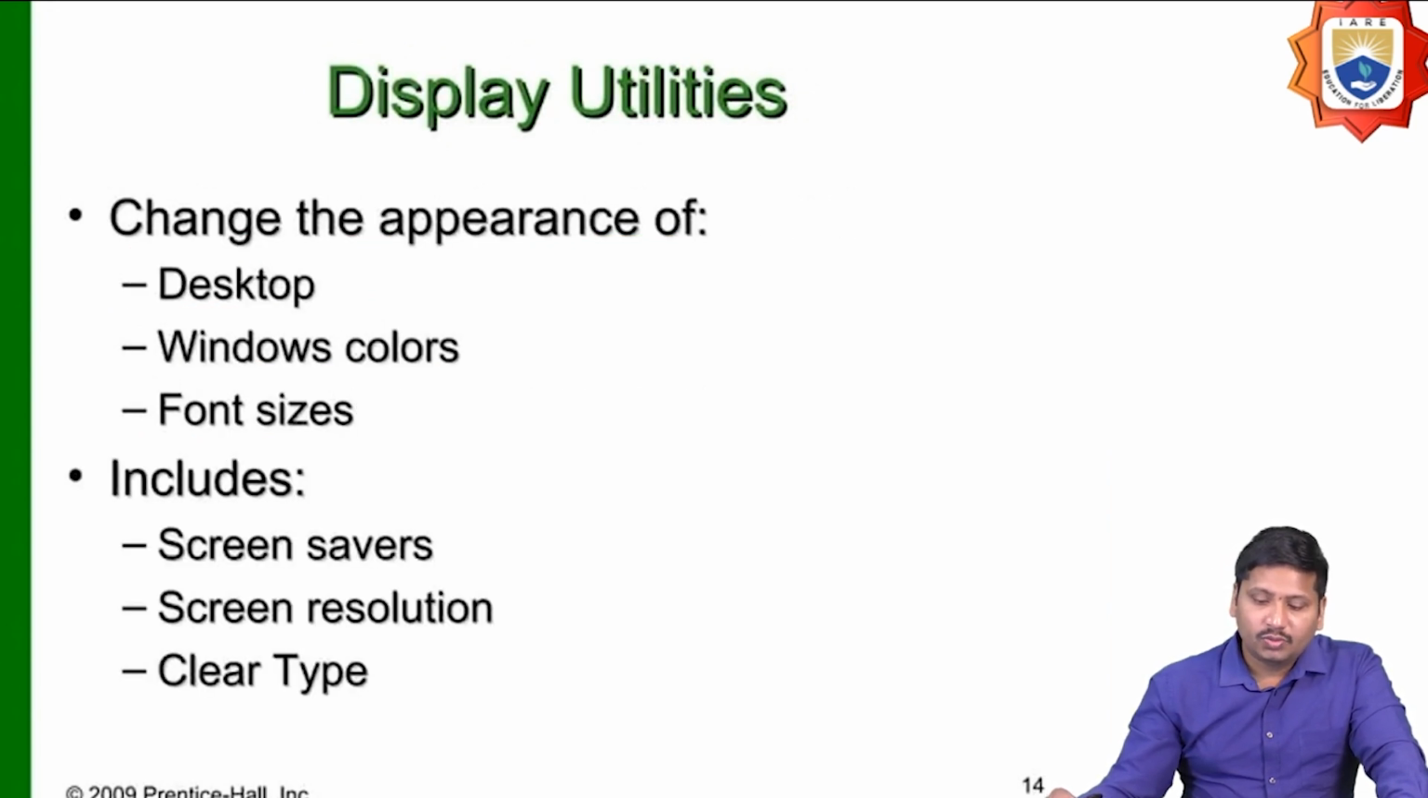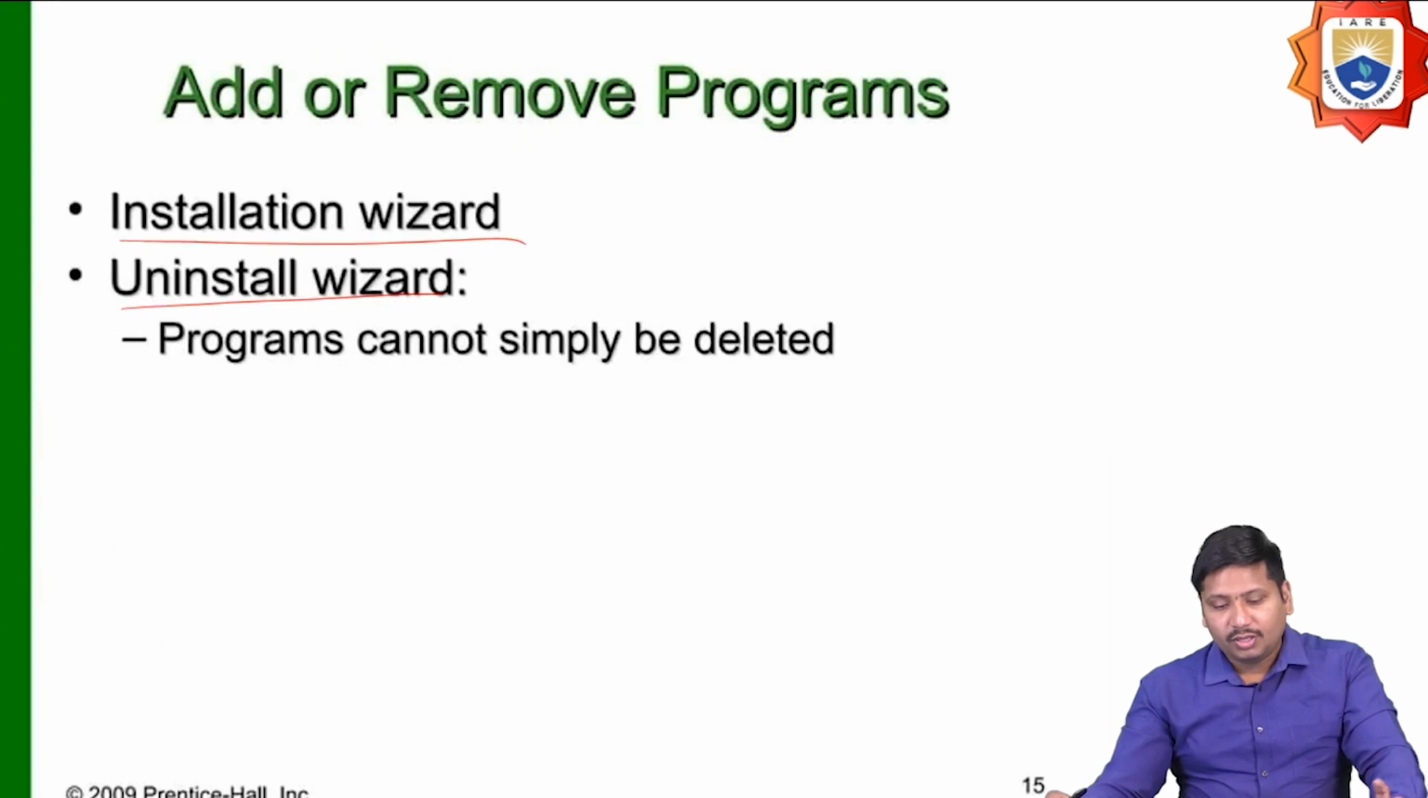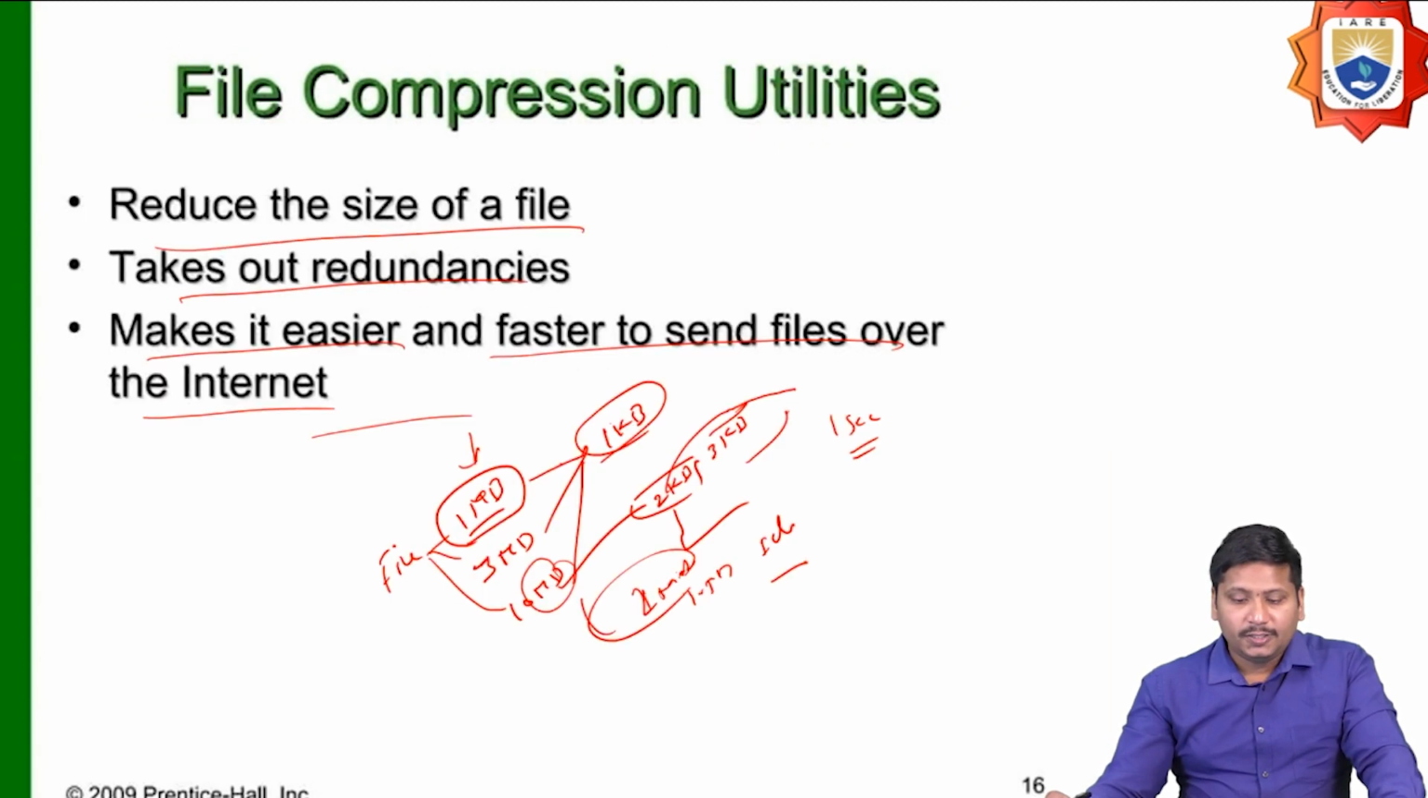And display utilities, which can change the appearance of the desktop windows, and also the screensaver, screen resolution, and clock time. These are some of the add or remove programs, which should be for installing and uninstalling widgets. And file compressing utilities, where we reduce the size of the file from MB to KB, or reduce the file from TB to MB. The purpose is that it is easier to store, and you can send the files very fast over the internet.